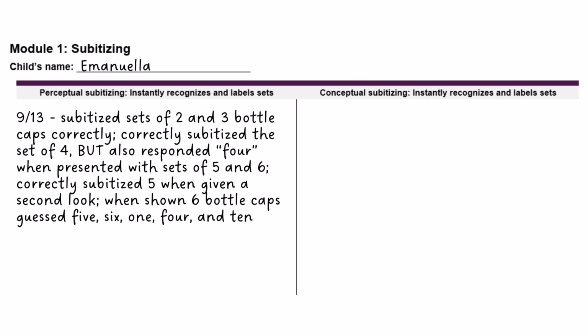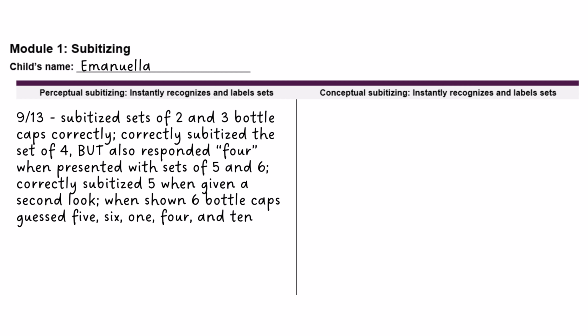Emanuela was able to quickly and accurately subitize sets of 2 and 3 bottle caps. She responded correctly when presented with 4 bottle caps. However, she also responded with 4 when shown a set of 5 bottle caps. When given a second look at the set of 5, she indicated it was 5, but it's unclear if she was guessing or conceptually subitizing. Emanuela wasn't able to subitize the set of 6 bottle caps, but her initial estimates were in the right direction.